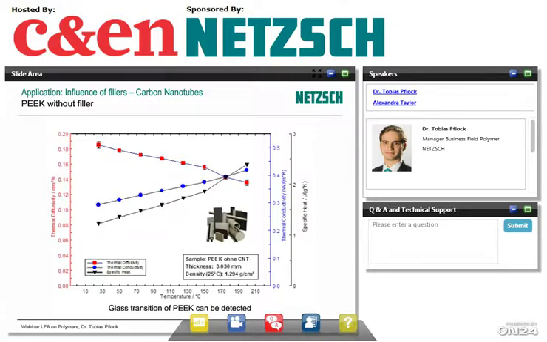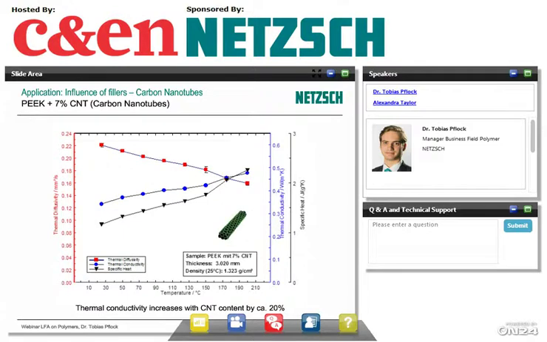We measure this over the glass transition here. The glass transition is at about 170 degrees, so you can again see this kink in our specific heat capacity and in the thermal diffusivity. But that's not the point, because now we add 7% of carbon nanotubes. I just tell you that from the values, thermal conductivity increases with 7% carbon nanotubes. We get quite an efficient increase of 20%.